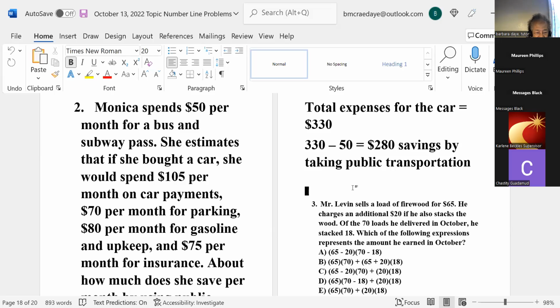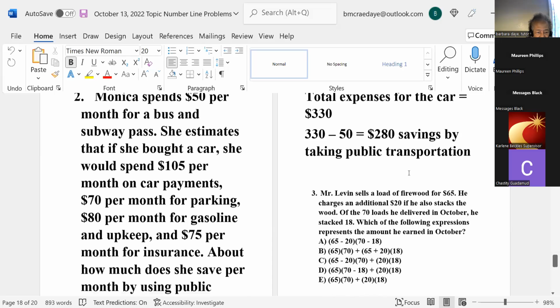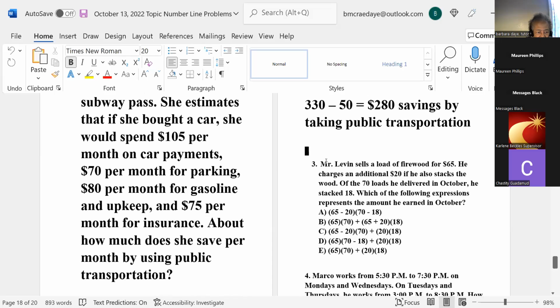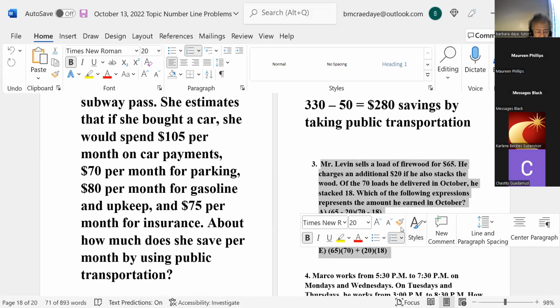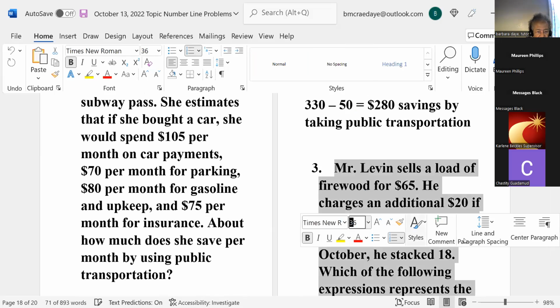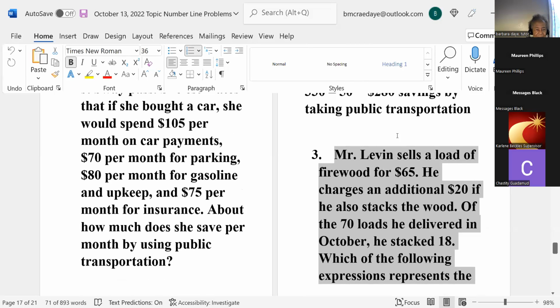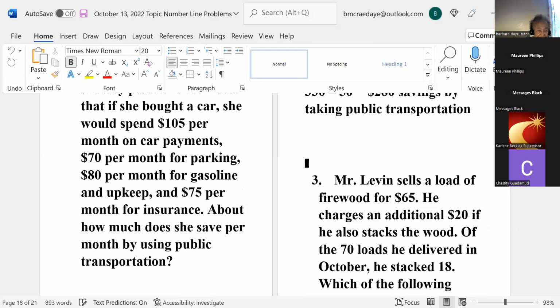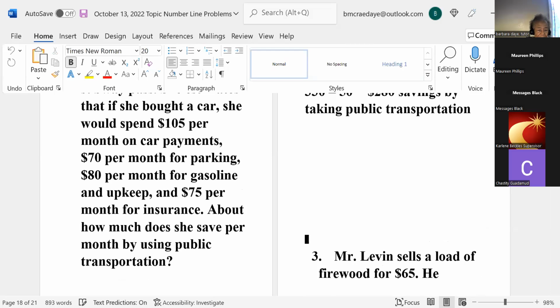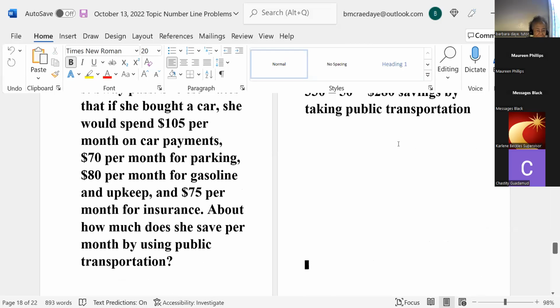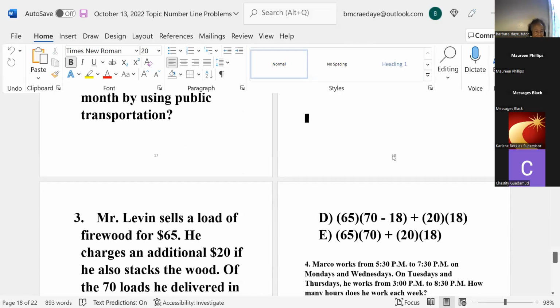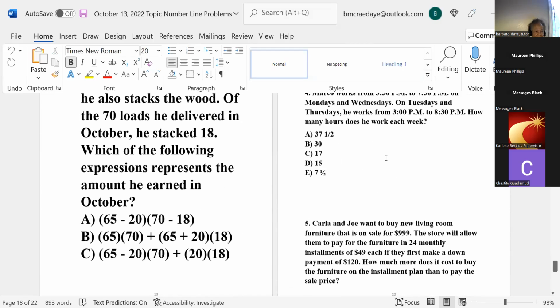Okay. I think we have time to do one more problem, one more word problem. Let me just make this bigger. Okay. Can you see that, Mercedes? Yes. Okay. This involves Mr. Levin selling firewood. And this is a setup problem. You don't have to read the problem, you just pick the right setup for the calculation. No calculation, just pick the setup.